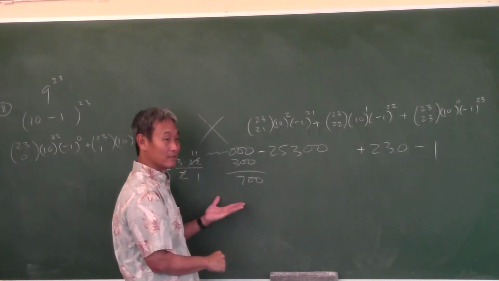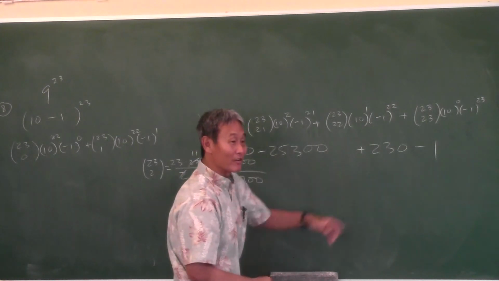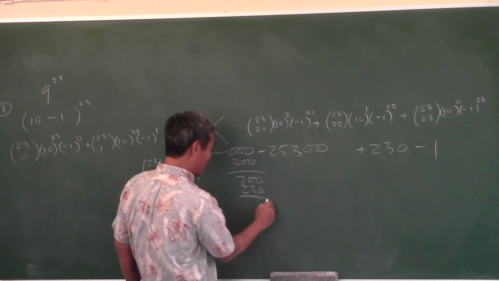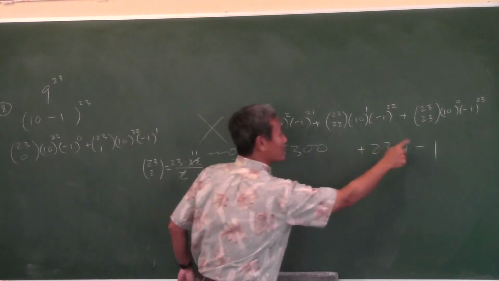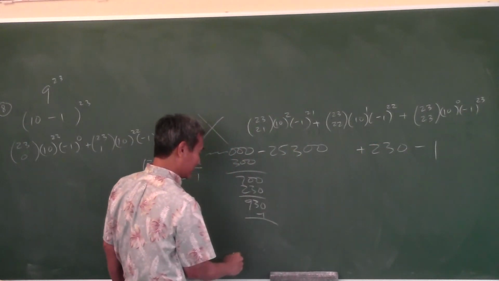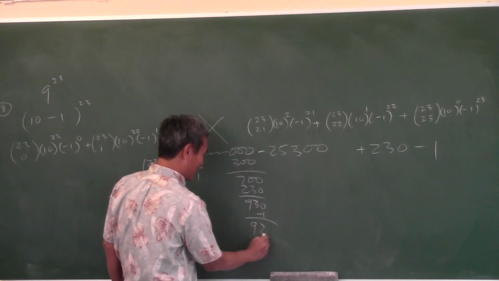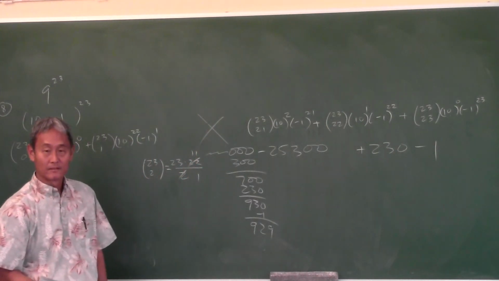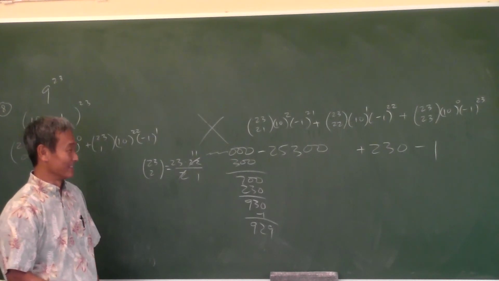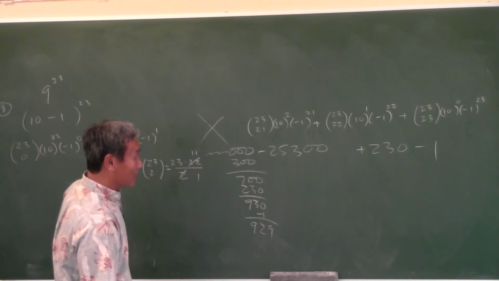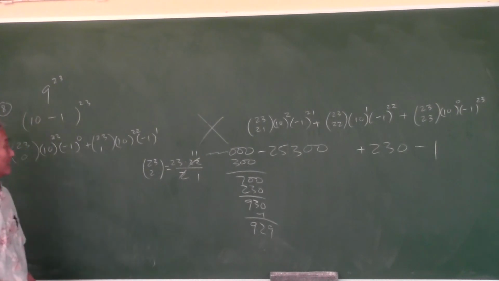700, right? And then you're going to add 230 to it. So you add 230 to it, you get 930. This is just the last 3 digits. And then you subtract 1. So what is that? 929. There you go. Okay, so this problem is on the test.